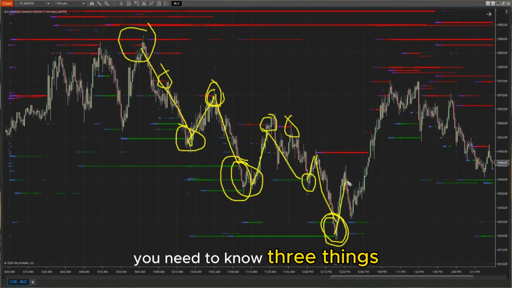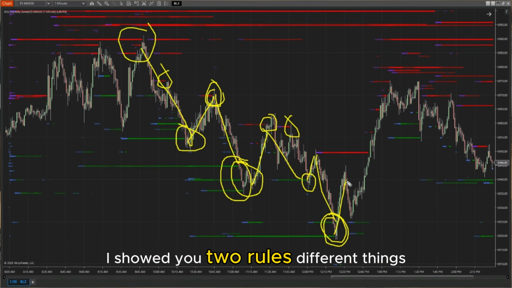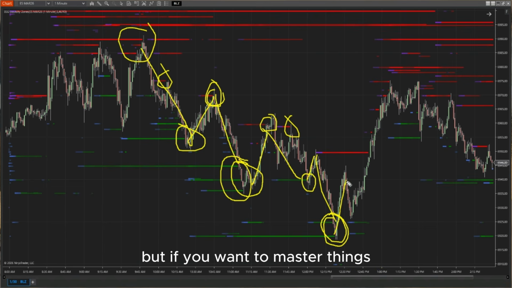You need to know three things. Okay, I showed you two rules, different things. But if you want to master things, you need to know how to read the level 2, how to read the market structure, how to read the momentum. That's all it is. Everything is simple.